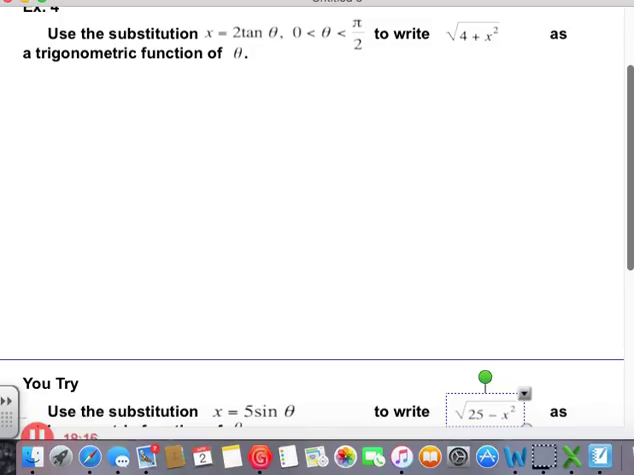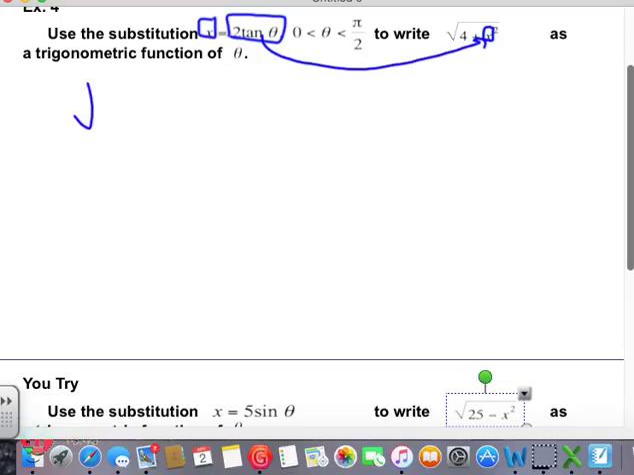So this says use the substitution x equals 2 tangent theta, when theta is between 0 and pi over 2, to write the square root of 4 plus x squared as a trigonometric function of theta. That sounds like a lot of complicatedness, but essentially we're taking this expression and plugging in that substitution for x right there.